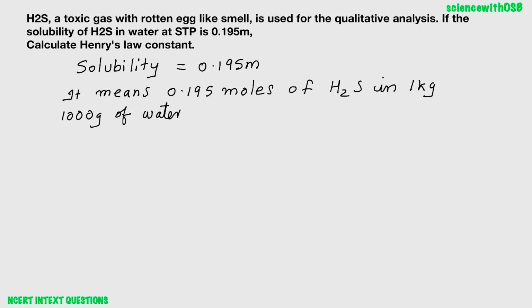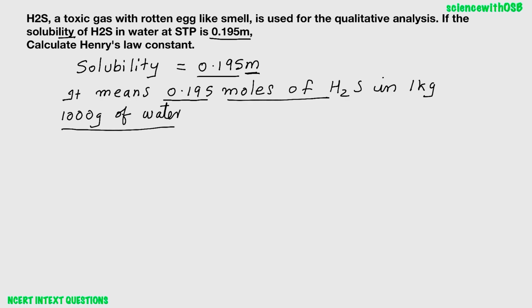Here they have given solubility in terms of molality. What is solubility? 0.195 molal aqueous solution. What is the meaning of molality? Molality means number of moles of solute present in 1 kilogram of water. So 0.195 moles of H2S, that is the solute, is present in 1 kilogram, 1000 gram of water.